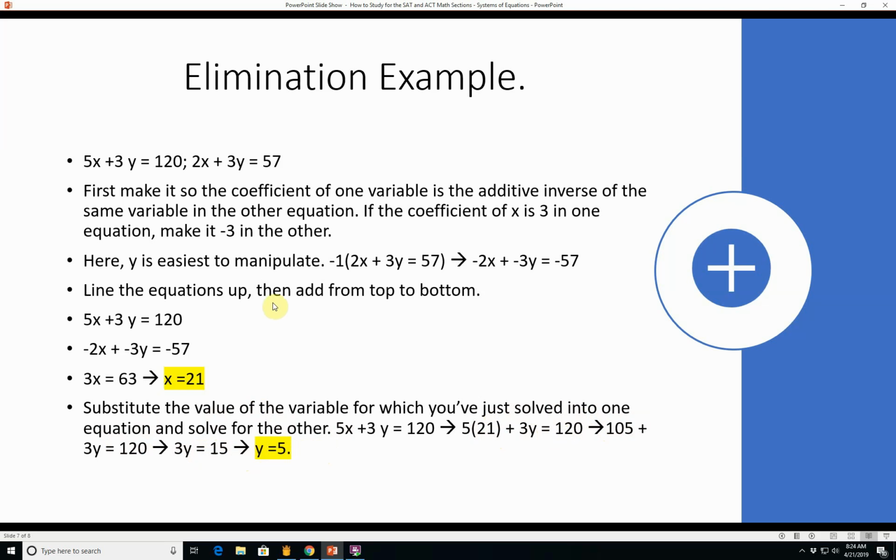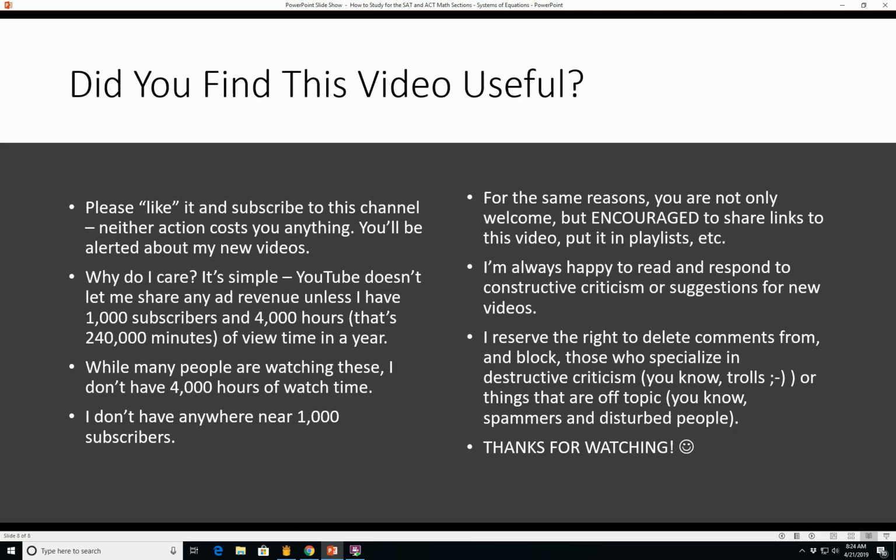You could also do it in the other equation if you put in 21 for x in 2x. Okay, 2 times 21 is 42, plus 3y equals 57. 57 minus 42 is 15. 3y equals 15. Again, y equals 5. And it's a good idea to check these things in both equations just to make sure that you didn't make any mistakes.